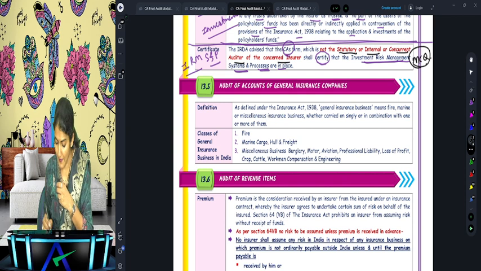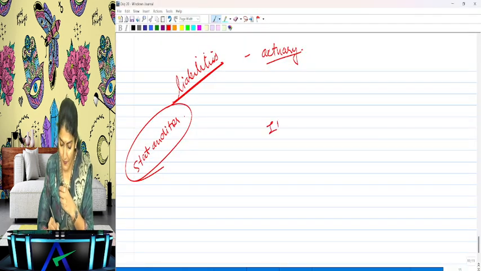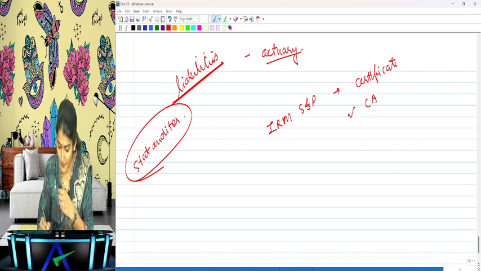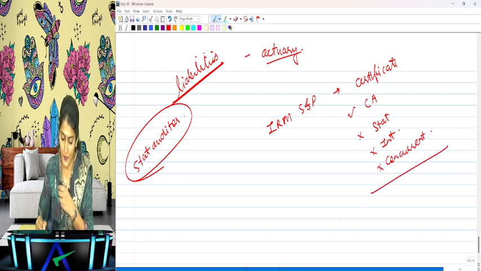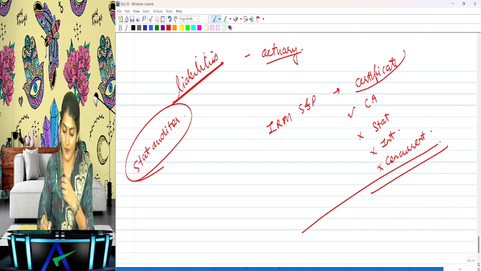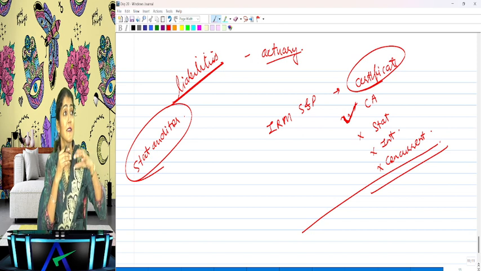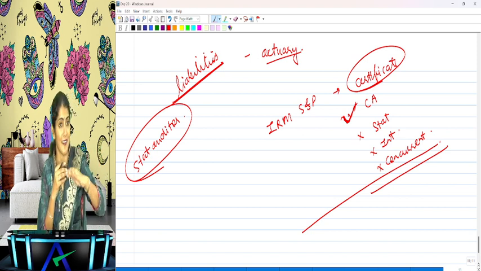So the investment risk management system and the processes. Is this certificate required to be signed by a CA? Yes, it is to be signed by a CA. But should that CA be their stat auditor? No. Should he be their internal auditor? No. Should he be their concurrent auditor? No, right? This certificate is to be signed by a CA, but just as we say a statutory auditor cannot be internal auditor, an internal auditor cannot be the tax auditor.